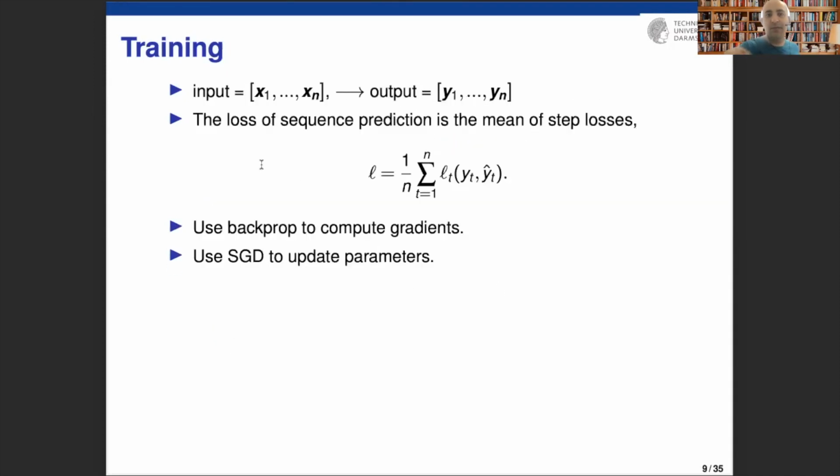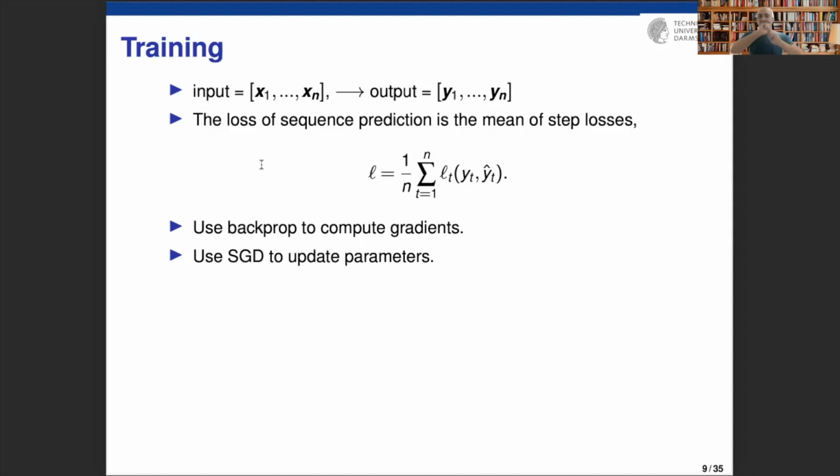Okay, so here it's better. We can discuss how we can train the model. Let's say as the input we have a sequence of vectors x1 to xn, and as the output we want to get a sequence of outputs like y1 to yn. And as always, we can define a loss function, right? The loss of a sequence prediction is the mean of step losses.